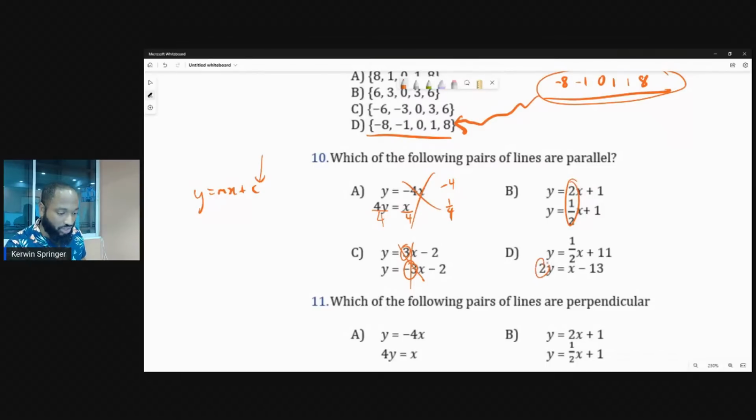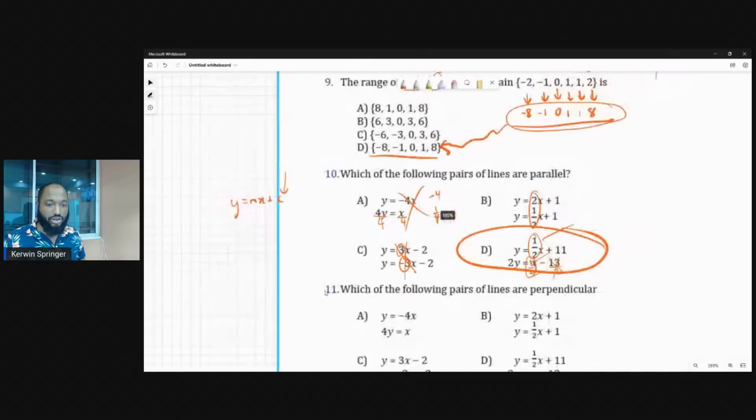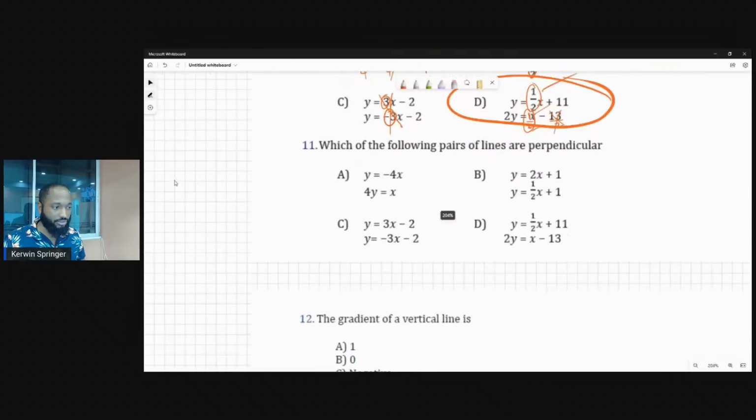So if I bring across this 2 now, it will be divided by 2. So this will be like 1/2. So a half and a half. Gradients are the same. This will also divide by 2, but we're not concerned about that. So in other words, this is the goal. That is the goal. Those lines will be parallel.